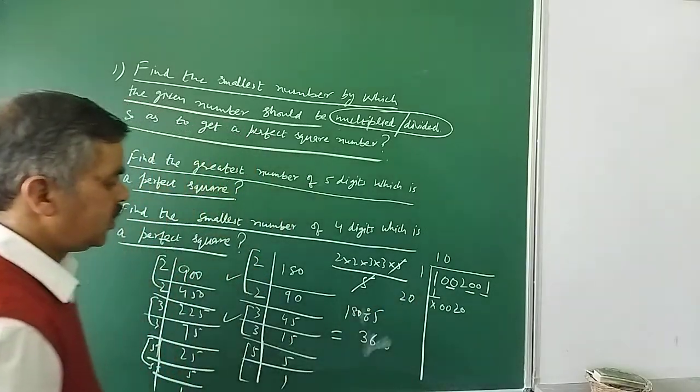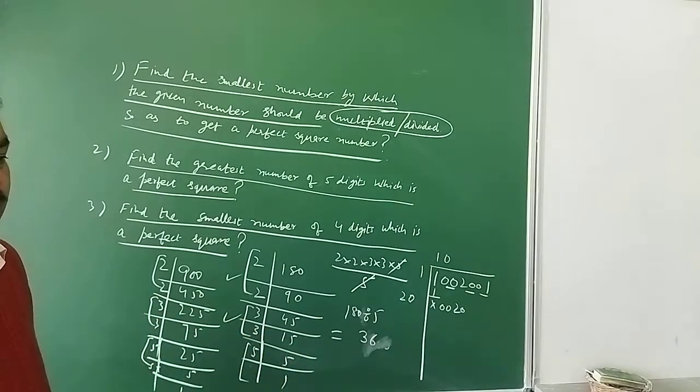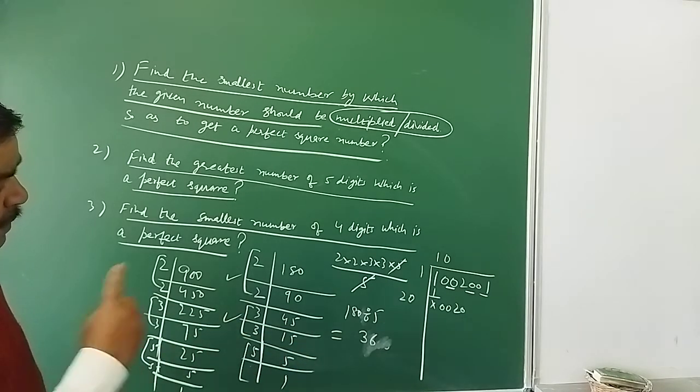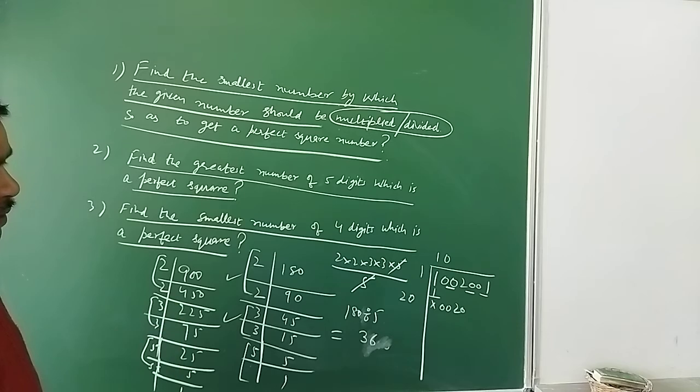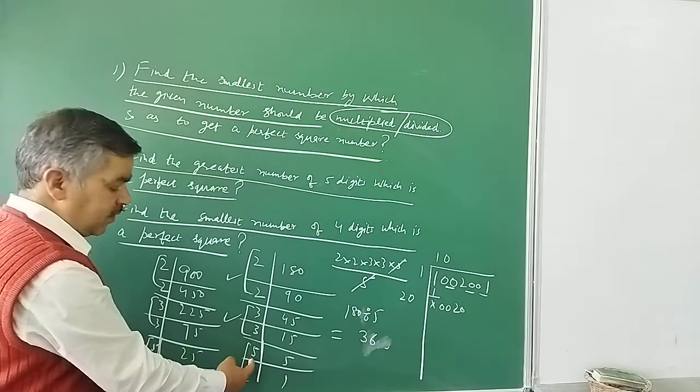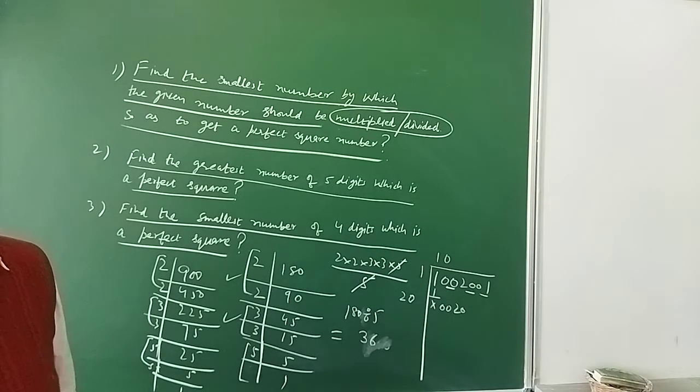36 is a perfect square, so the condition is applicable in both ways: either you multiply or you divide. But by which number? The one which, during the factorization, is lying alone there.